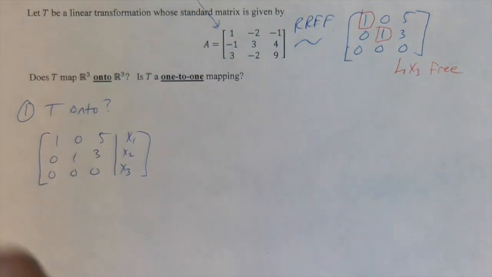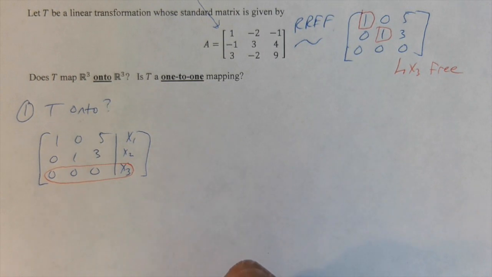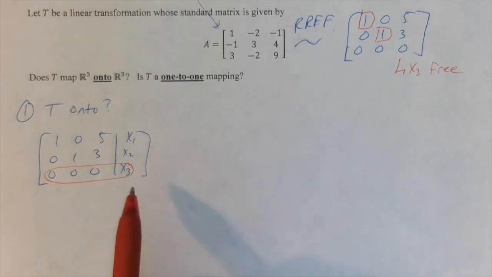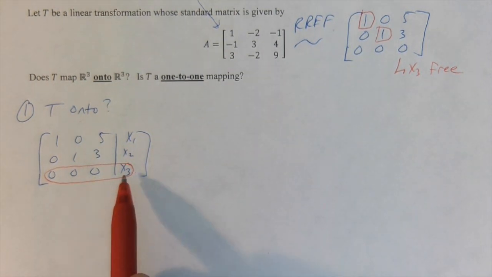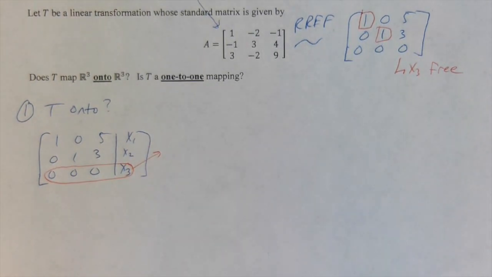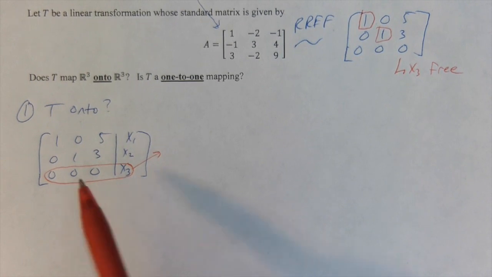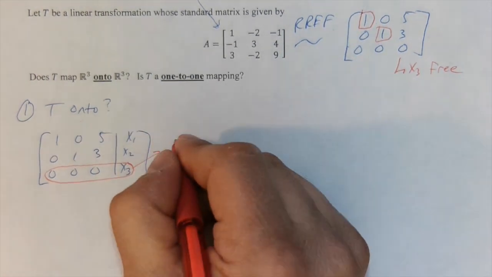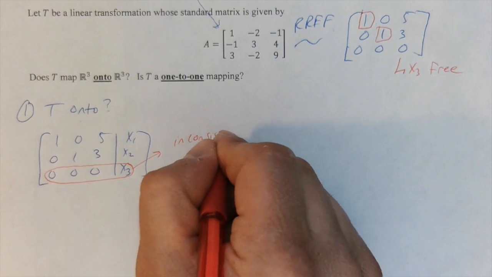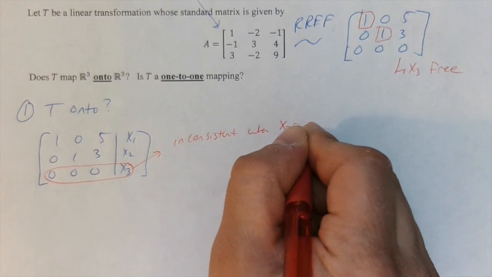Well, this is a problem in the last row, right? This is why we need a pivot in every row to be onto. If x3 is not 0, we're going to have an inconsistent matrix. And so this is not onto, because if we want some solution to the last entry, we're not going to get it with this matrix. So this is inconsistent when the third entry is not 0.